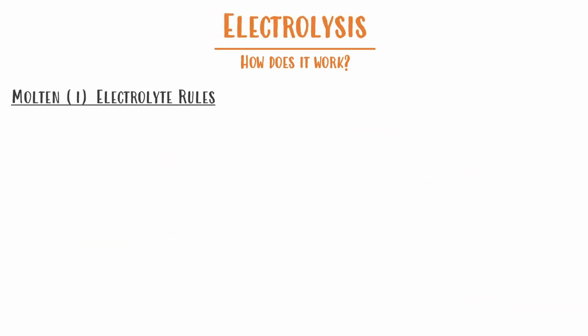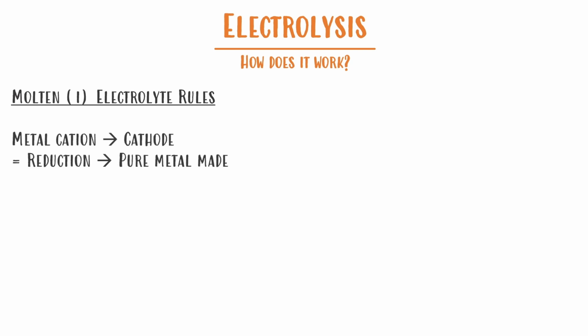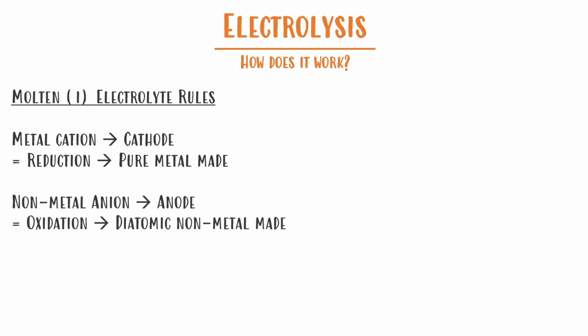Right, let's have a look at some of the rules involved around electrolysis, starting off with our molten electrolyte rules. Whenever you have a metal cation, this is going to go to the cathode. So cations go to the cathode. When they go there, they'll undergo reduction and they'll make a pure metal. Whereas your non-metal, your anion, will go to the anode, where it undergoes oxidation, so it loses electrons, to make a diatomic non-metal. All that means is you put a little 2 after it.